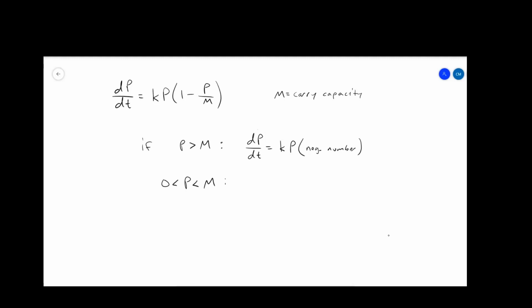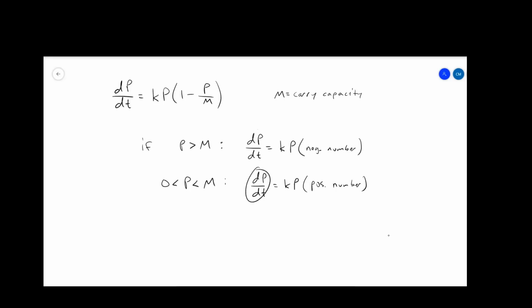Well, if the population is less than the carrying capacity, look what happens. Then you get Kp. This quantity in particular, P would be less than M, meaning that P over M would have to be a number less than 1, right? And so 1 minus that number would then be a positive number, right? And so that would mean that the left side of the equation would be positive also, which would mean you'd have an increasing population, right? The population would be going up because the rate of change is positive.